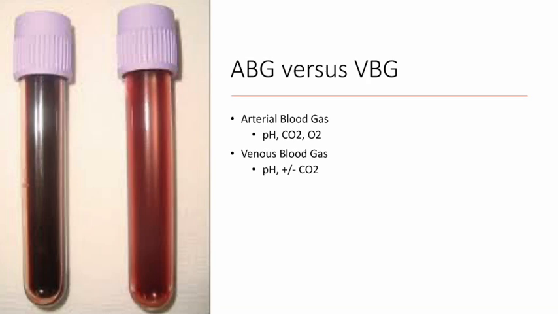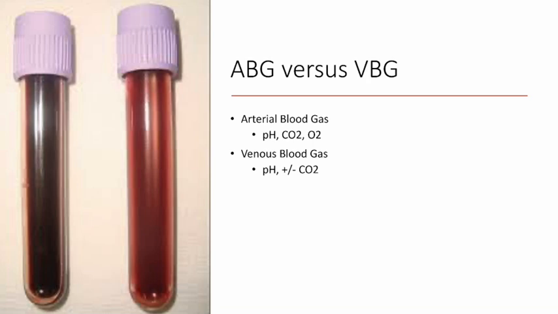However, where a VBG can be really useful is in trending blood gases in a patient who does not have an arterial line, and it also gives you a rough estimate of their CO2. So, for example, a patient comes in with a COPD flare. A VBG can give you an accurate pH, and it can also give you a rough estimate of their CO2. And in many cases, that may be all you need.